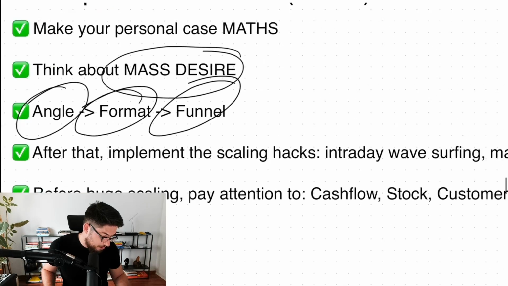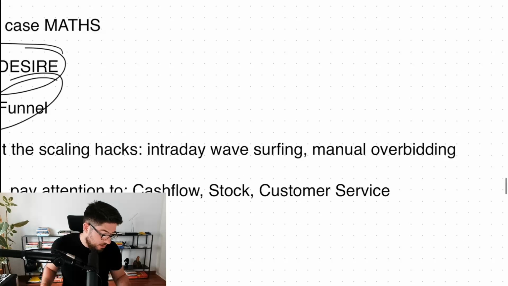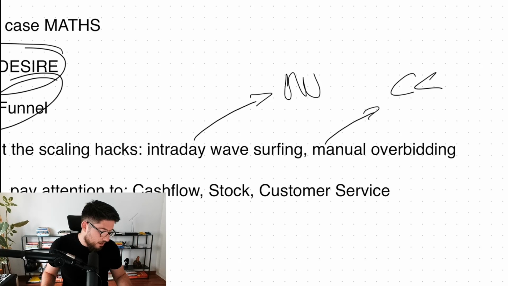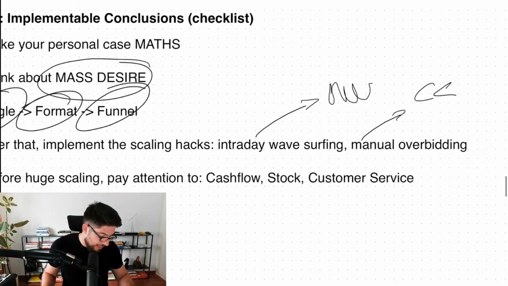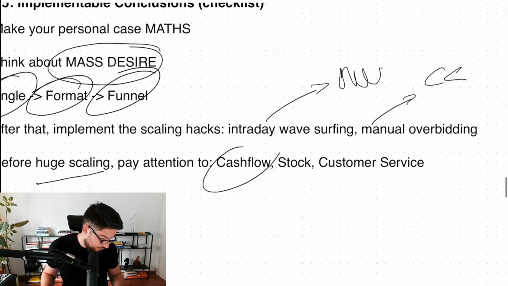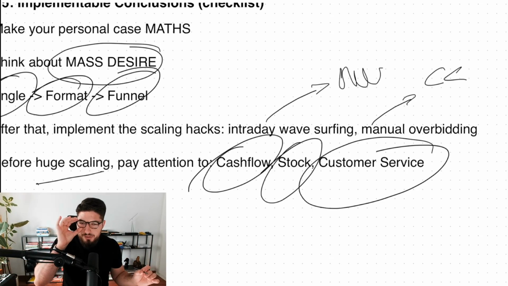And after that, you want to implement the scaling hacks, but only after that. Put the focus there. And the scaling hacks are going to be intraday wave surfing based on Shopify patterns of when people buy, how much getting the salary affects that, and then you want to do manual overbidding with cost caps and all of those things. But again, focus. And finally, before huge scaling, pay attention to cash flow, stock, and customer service, because again, it can become a nightmare. So at least do a little bit of something there, have it under control, don't overscale if the stock is very low, etc.